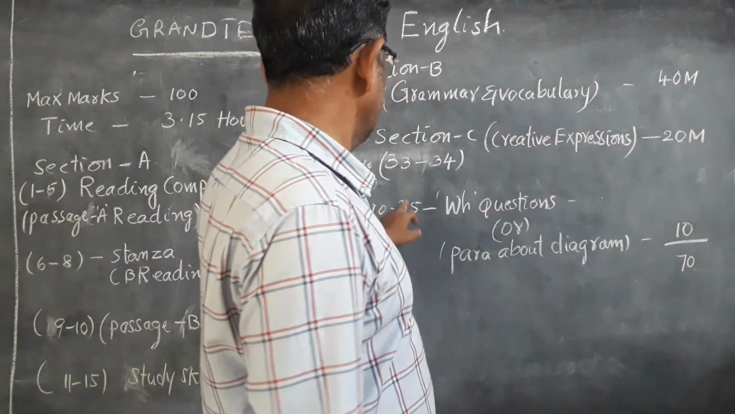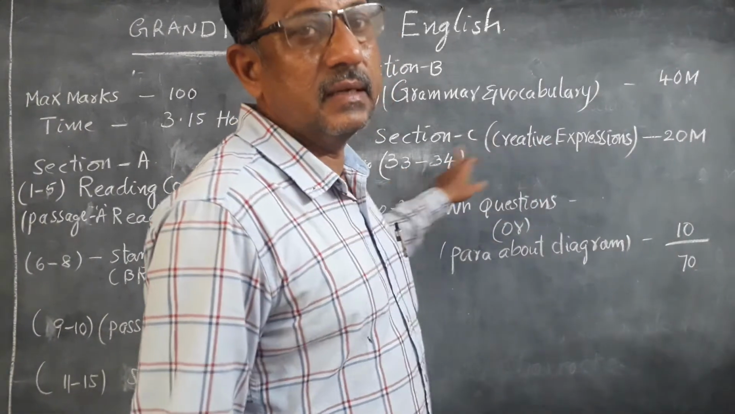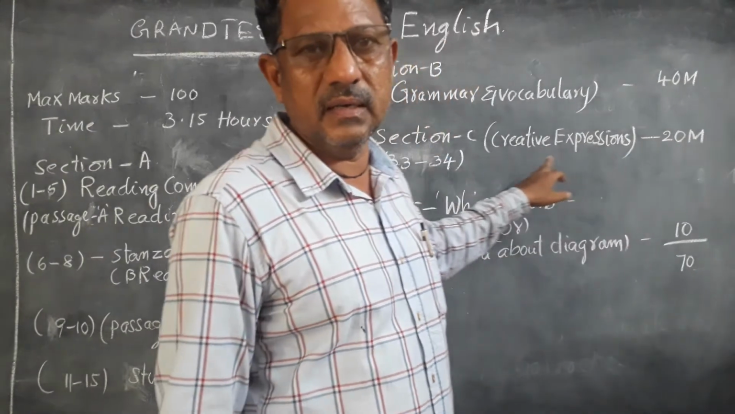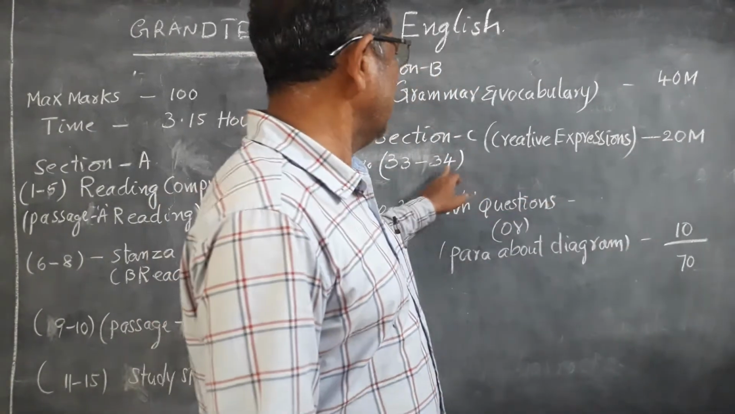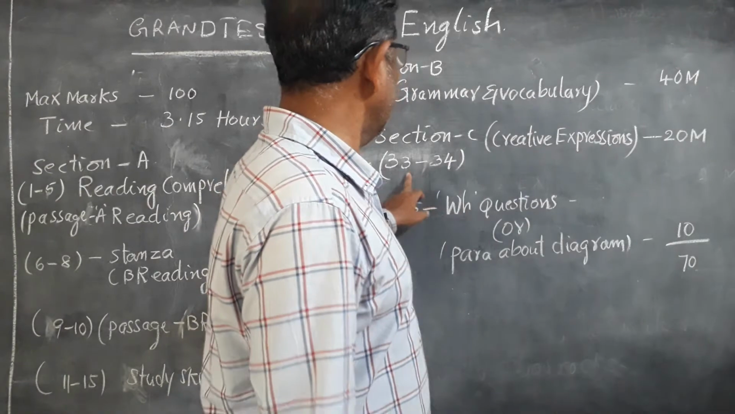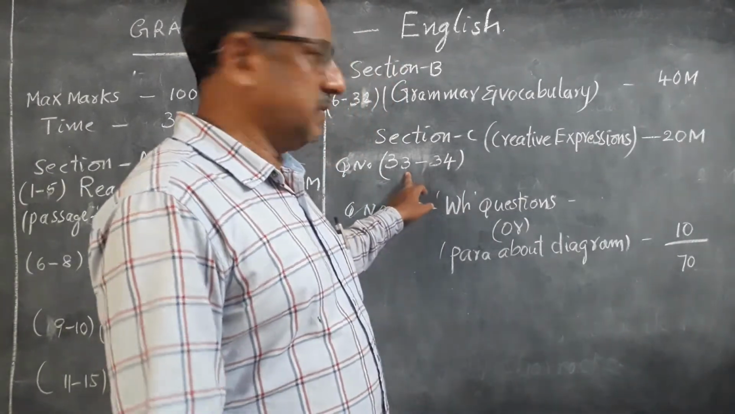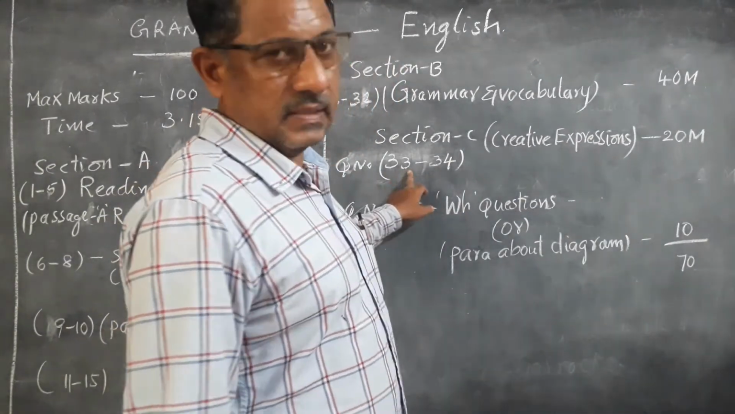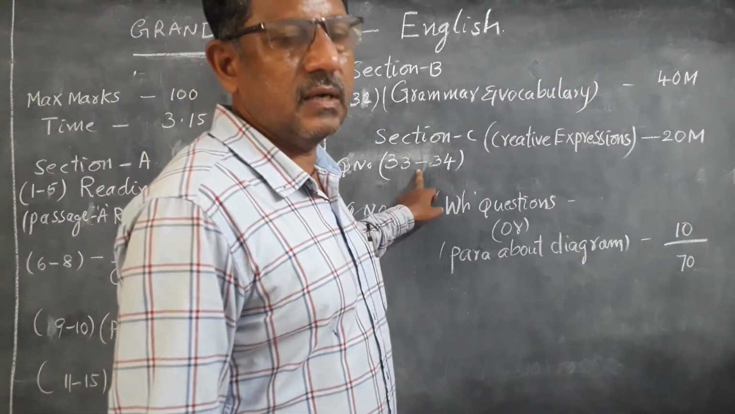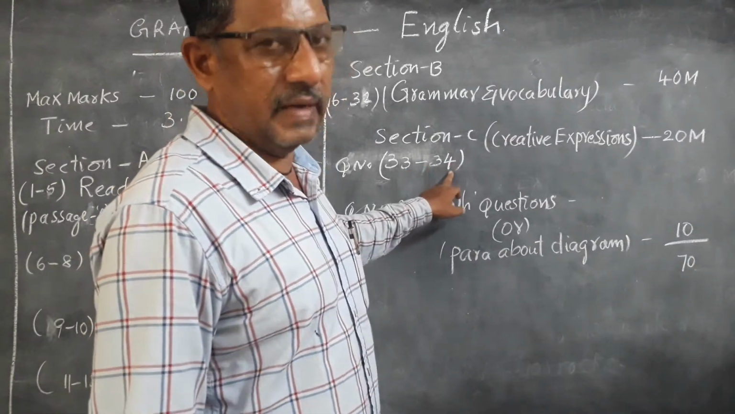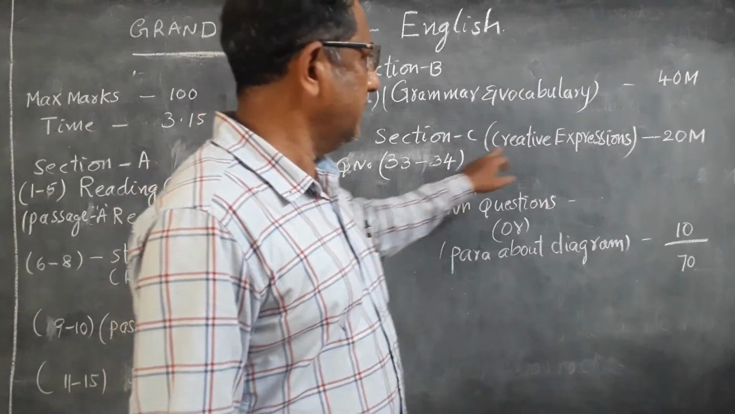In question number 33, there are 2 questions given and you write one. Here in 33 is discourse, either conversation or diary entry. Select one. It carries 10 marks.